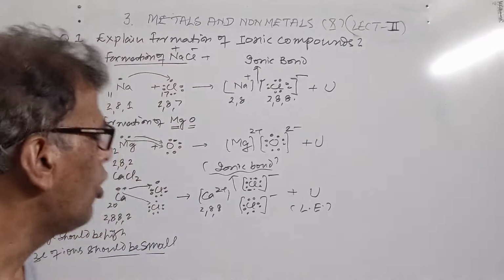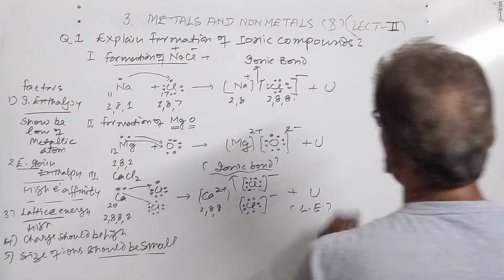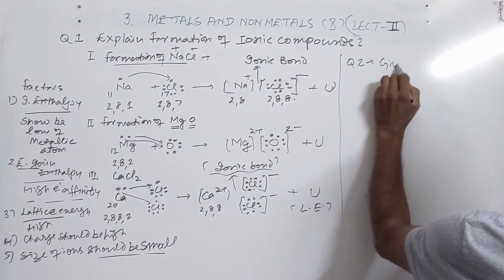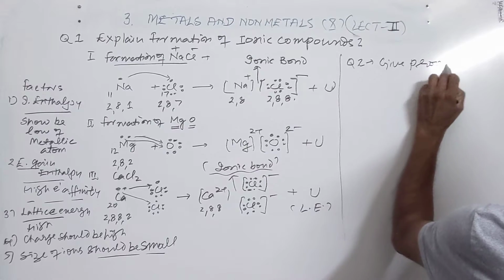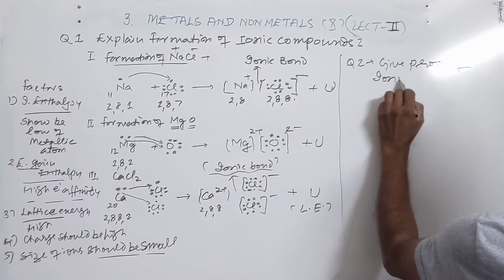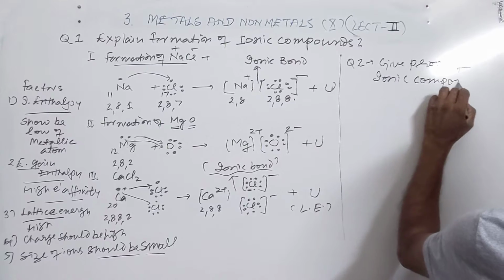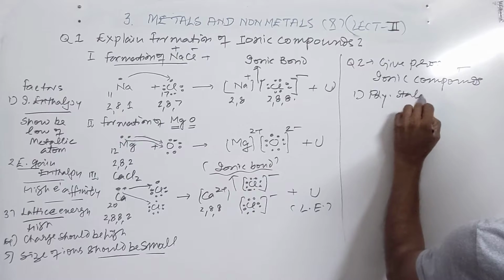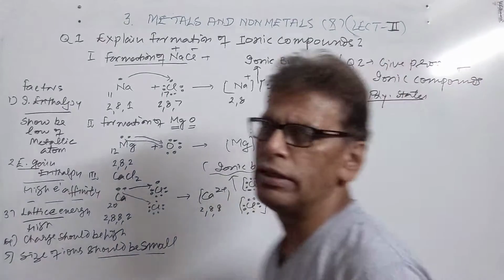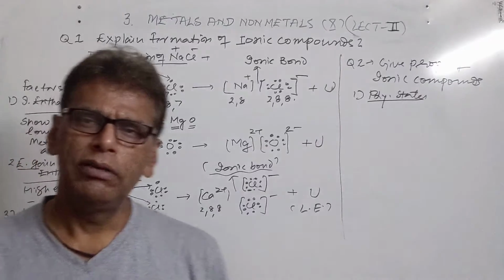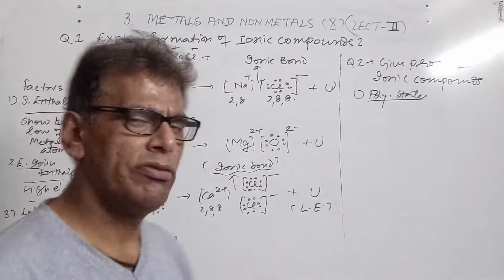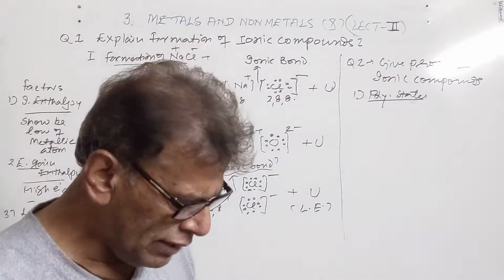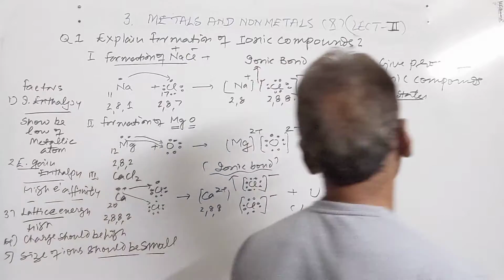Then we have the properties of ionic substances. This is our question number 2 of lecture number 2. Give properties of ionic compounds. First of all, we deal with the physical state of these compounds. All the ionic compounds are 100% solids. Rarely they are liquids. They are never in the gaseous state. Generally, they are solid because of the strong electrostatic force of attraction between oppositely charged ions.